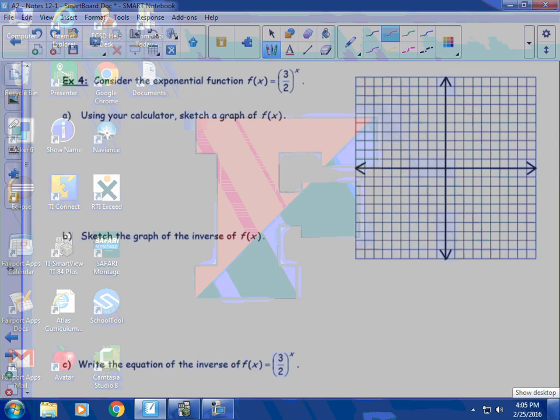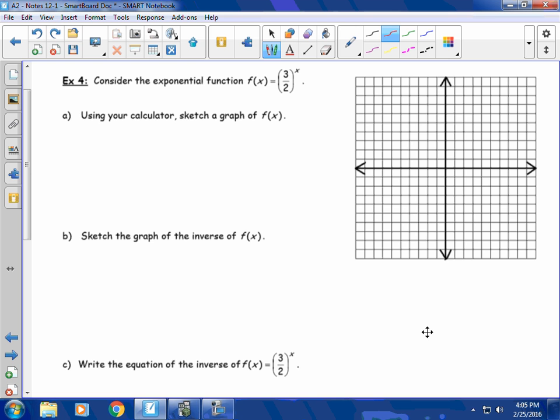Consider the exponential function f of x equals 3/2 to the x. Okay, let's make a graph of this. We could use our calculator. Let's try to be smart and do it without. We've got -2, -1, 0, 1, 2. Let's start at x equals 0, because we know 3/2 to the 0 is going to be 1. How about 3/2 to the first? That would just be 3/2.